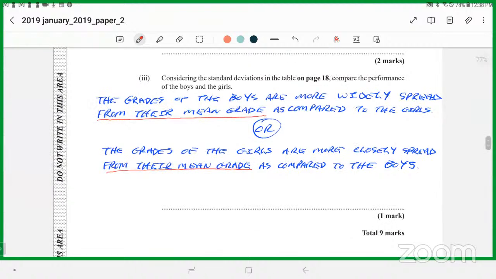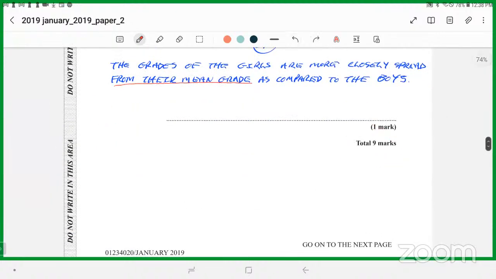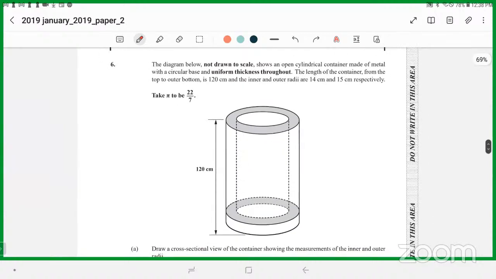All right, let's continue. 9 more marks. Let's go. Next question. This one now is a measurement question. Ready? It says the diagram below, not drawn to scale, shows an open cylinder. Okay, so open, guys. You can pour stuff in there. An open cylinder as a container, not closed. So you can pour stuff in it, right? And the top is open, nothing on the top.